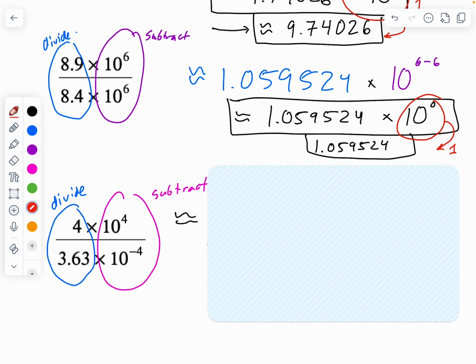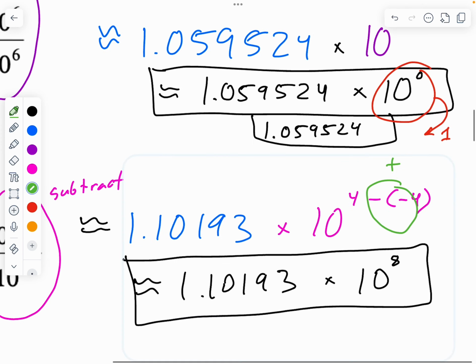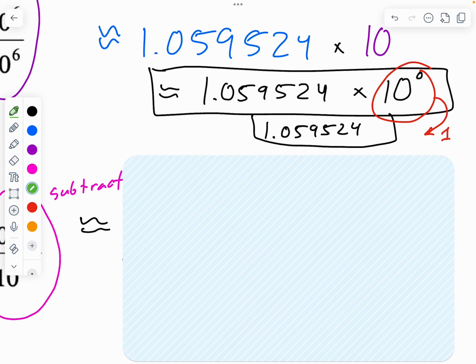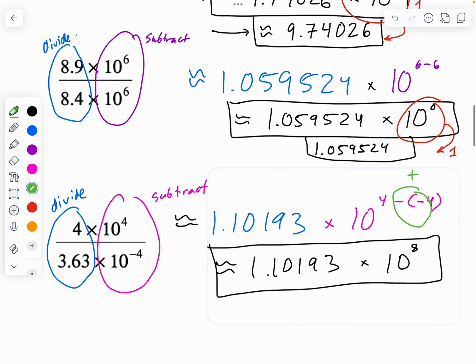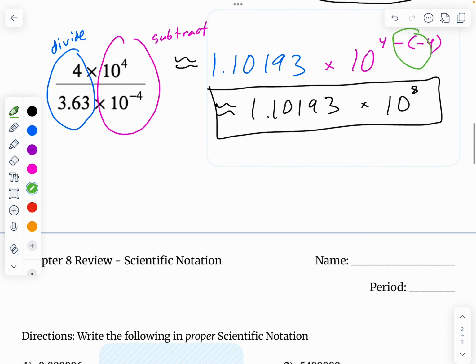All right, here we go. Let's go over the answer here. 4 divided by 3.63 gave us a great proper number, 1.10193. And if you subtracted the exponents, yes, 4 minus negative 4. 4 minus negative gives us a happy face. Look at that guy, how happy he is. So happy. And then 4 plus 4 will give us 8, and that is our final answer.